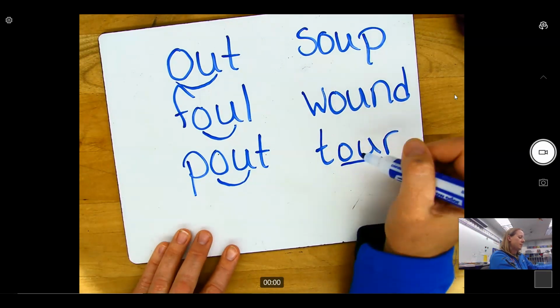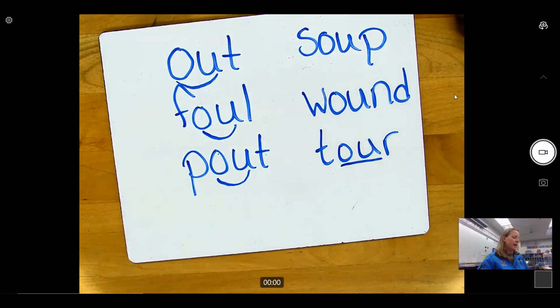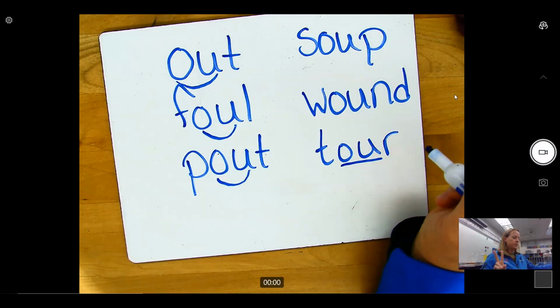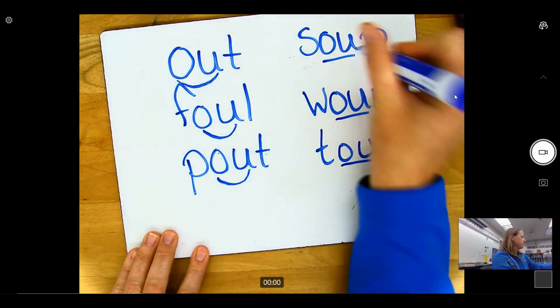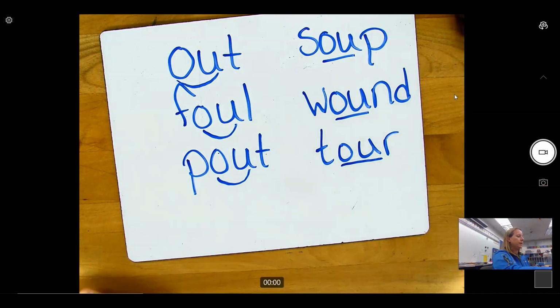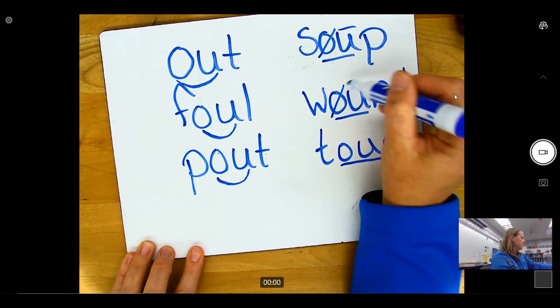OU and this sound are called digraphs. So OU can be a diphthong, but it can also be a digraph. A digraph is when two letters come together to make one sound. And we are saying the oo sound. So what letter is saying the oo sound? The U. So we cross out the O.